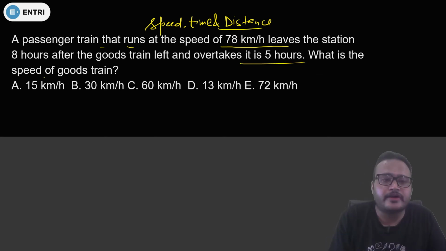Okay guys, so we don't have the speed of the goods train, we need to find it. So there are two types of train we have, guys. One is the passenger train, obviously.